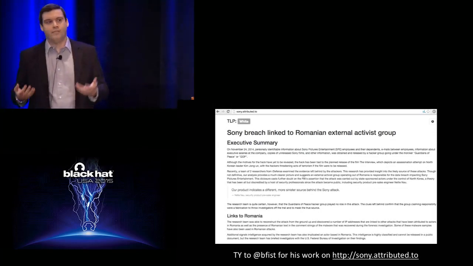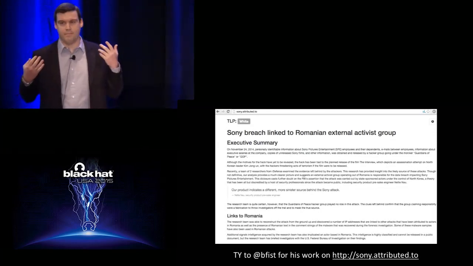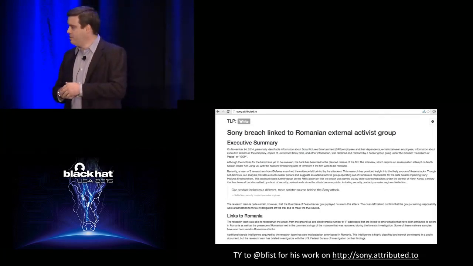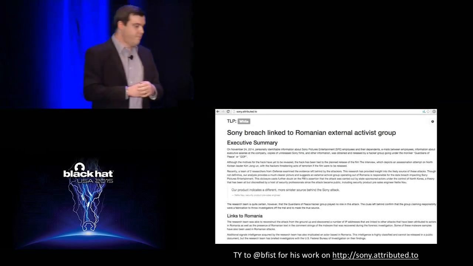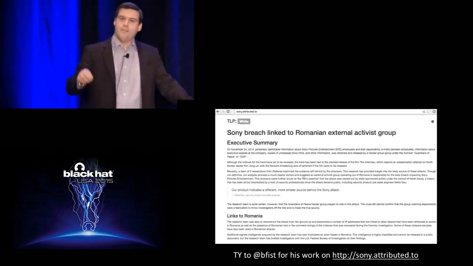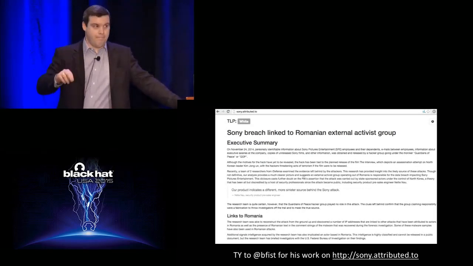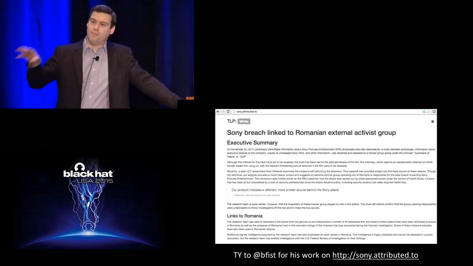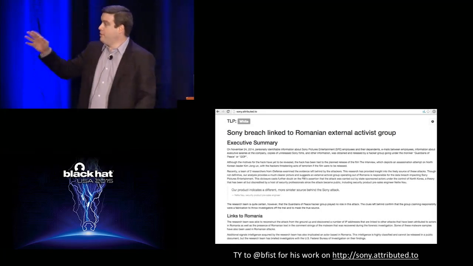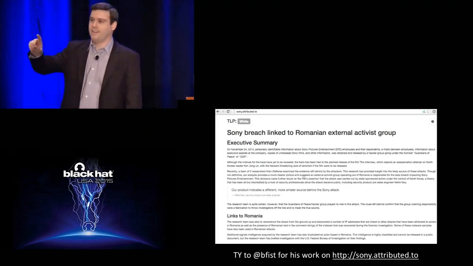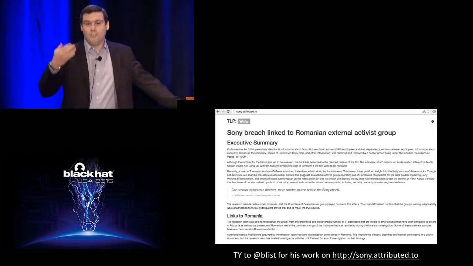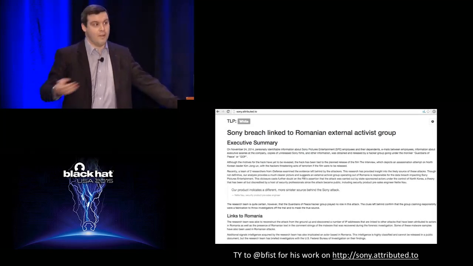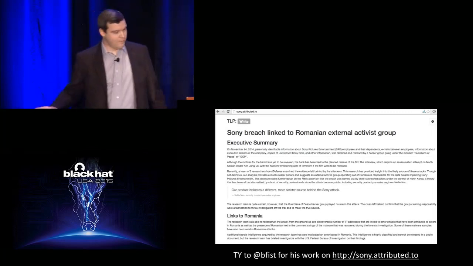So you're not left out of the conversation, because everyone had their pet theory about who did the Sony hack and how to attribute it. There's this Sony attributed to website that will go into the Verizon DBIR database, randomly pick, in a statistically representative way, threat actors, methods, and indicators, and generate a completely new, totally random, but representative report on how to attribute the Sony hack. So now, when you go to a bar with information security people, you have something to talk about. You have your own version of how to attribute the Sony hack.